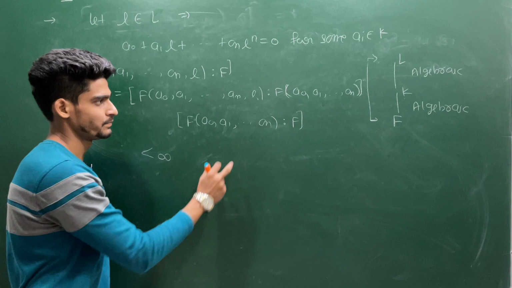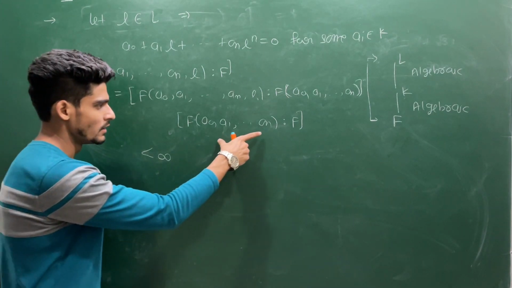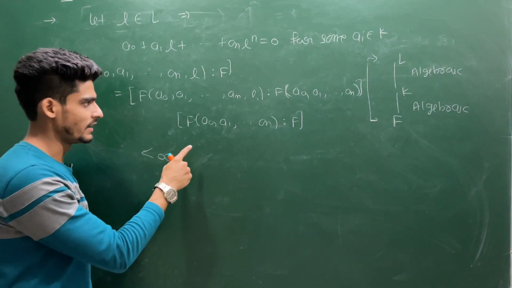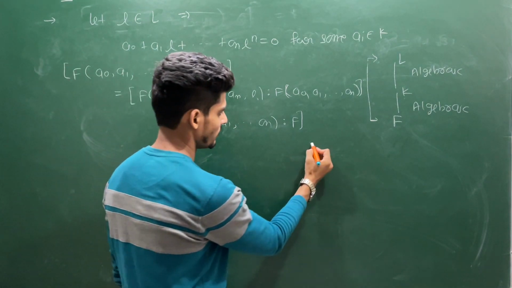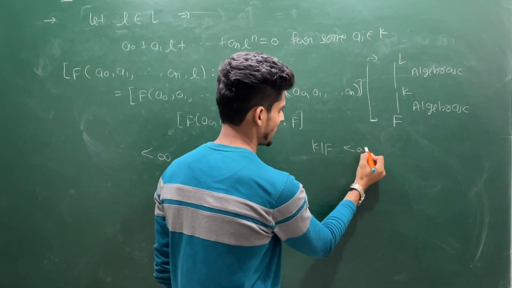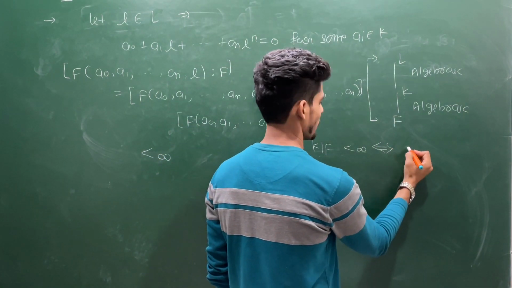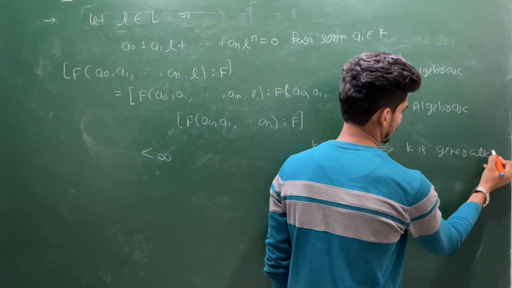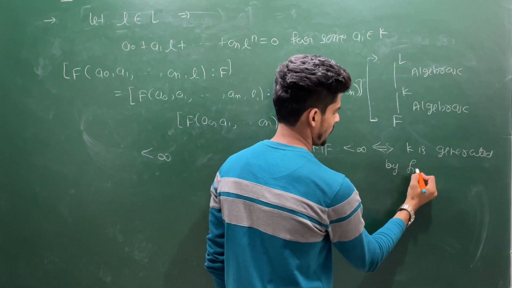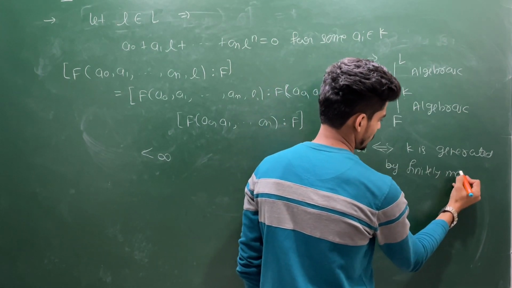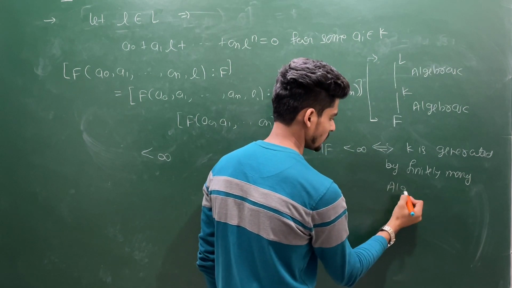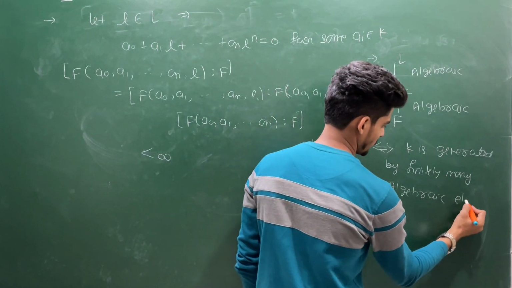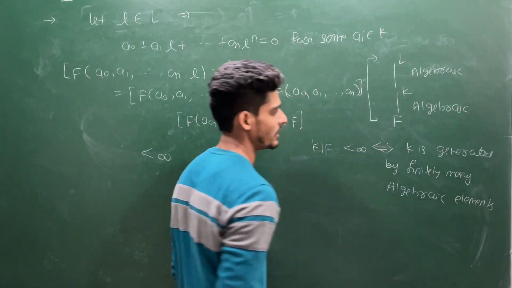What about the second? This is also finite, because we have already seen this. Why is it finite? We know that K over F is a finite extension if and only if K is generated by finitely many algebraic elements, and these algebraic elements should be over F. This we have seen in our previous lecture.